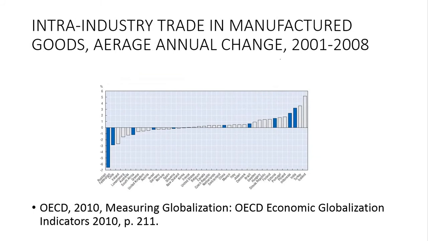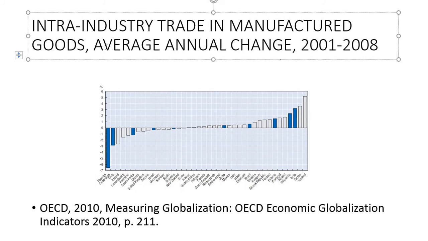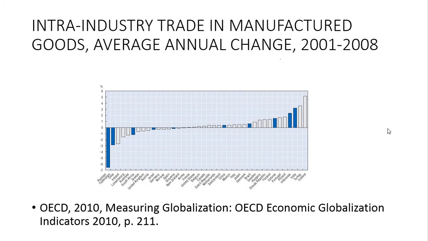Okay, so this is a bit different. This is a graph describing average annual change in intra-industry trade, and it covers the period of 2001 till 2008. Again, I do not know whether it's pretty illustrative for you, but I think the cases of the Russian Federation and Chile are interesting because they indicate that the share of intra-industry trade decreased in these countries significantly.